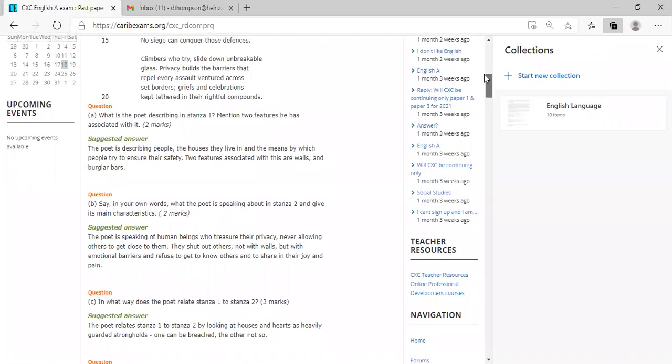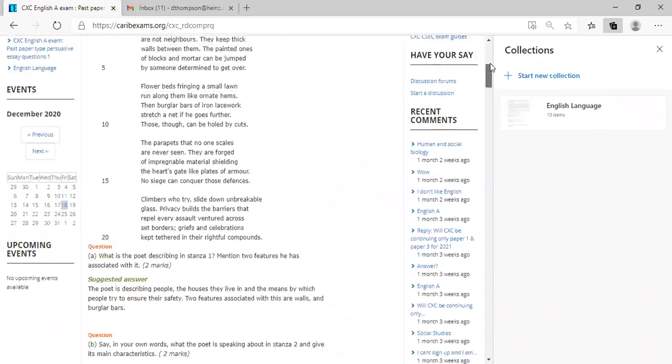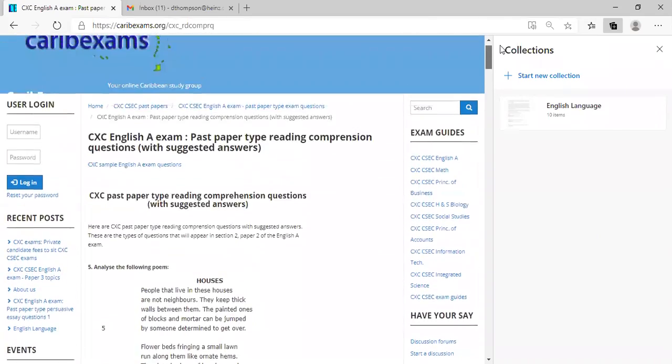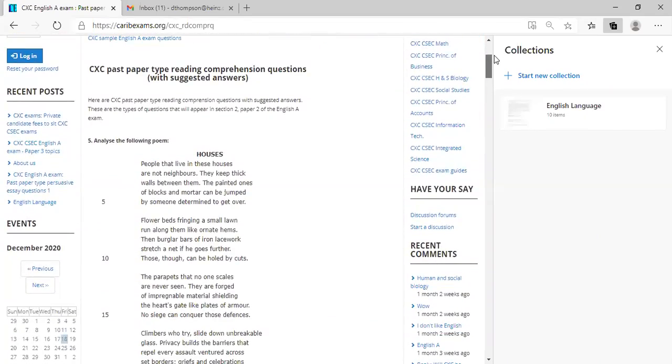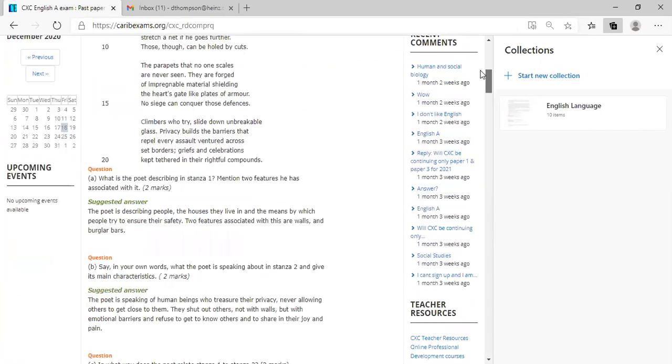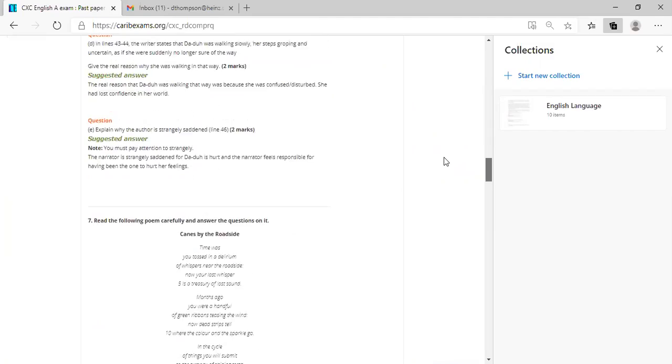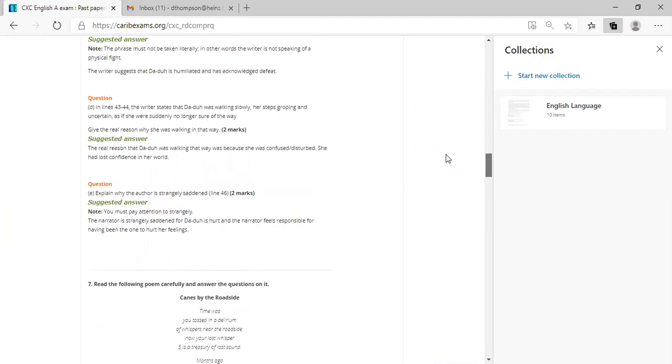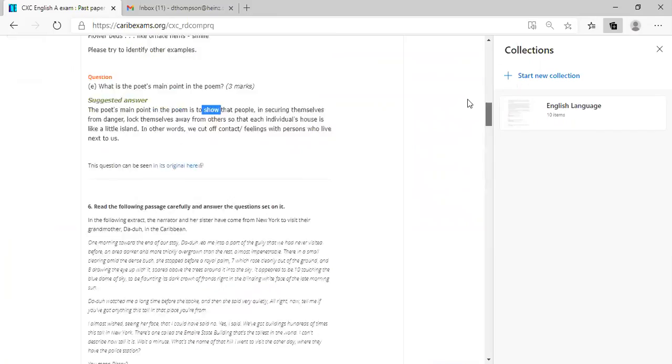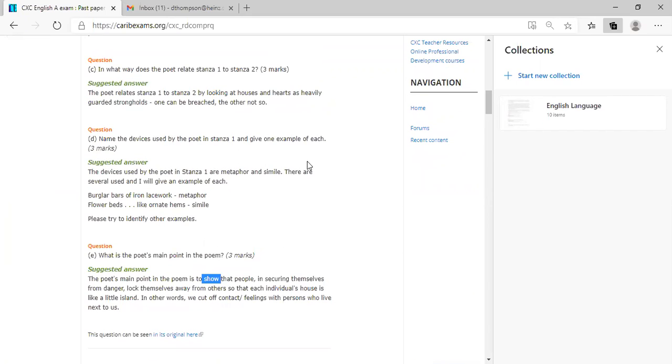Any questions? Yes, sir. For the second to last question, it said to identify the devices used in stanza 1. Isn't burglar bars and flower beds again stanza 2?